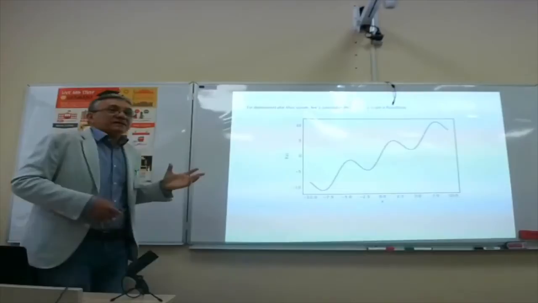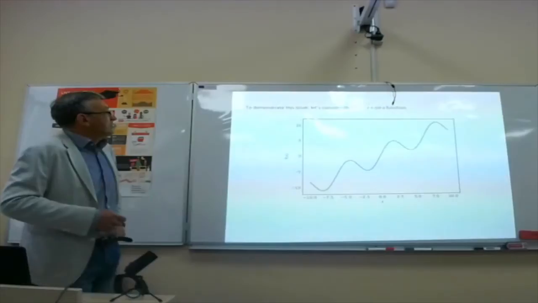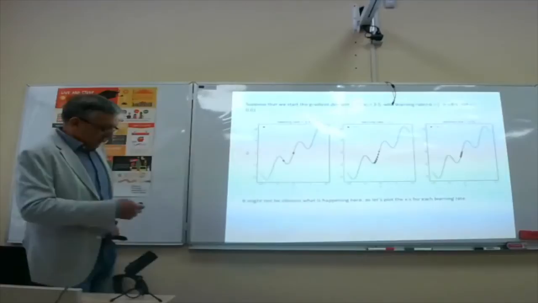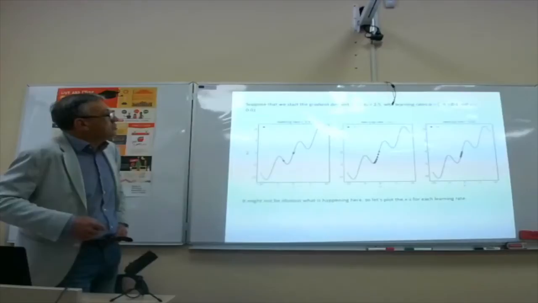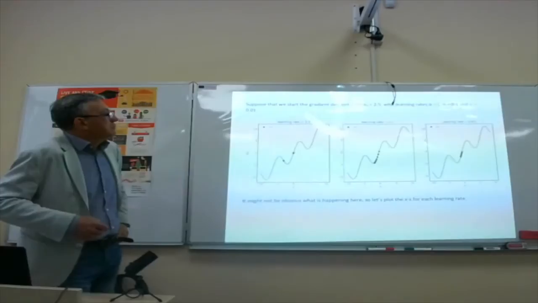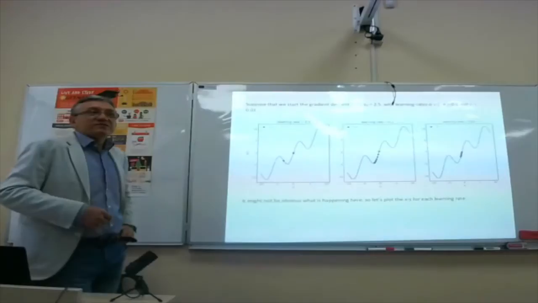Let's consider a simple example. The function x plus sine x, and we consider three situations. We start from the point x0 with three different learning rates, alpha, equal to 2.5, 1, and 0.01. And three pictures demonstrate differences between the results.